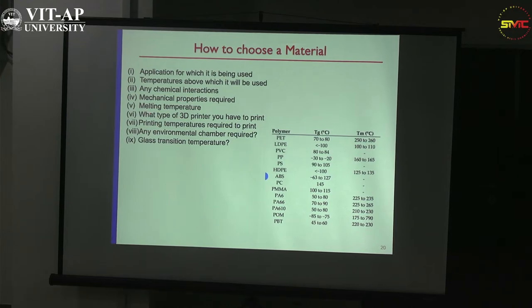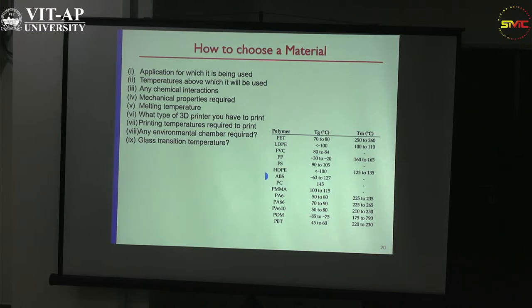What is the melting temperature? Before all of these things, you should know the 3D printer configuration parameters. What is the maximum temperature of the 3D printer which you have? Whatever printing temperatures are required for that material, they must be possible on the 3D printer you have. You need to ensure all these. Whether any environmental chamber is required: for ABS, PE, Caltem, etc., an environmental chamber is required. You should know all these things.